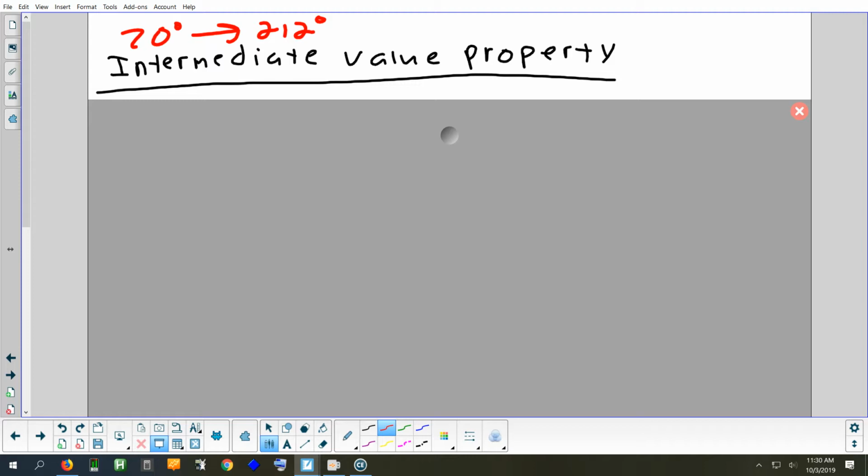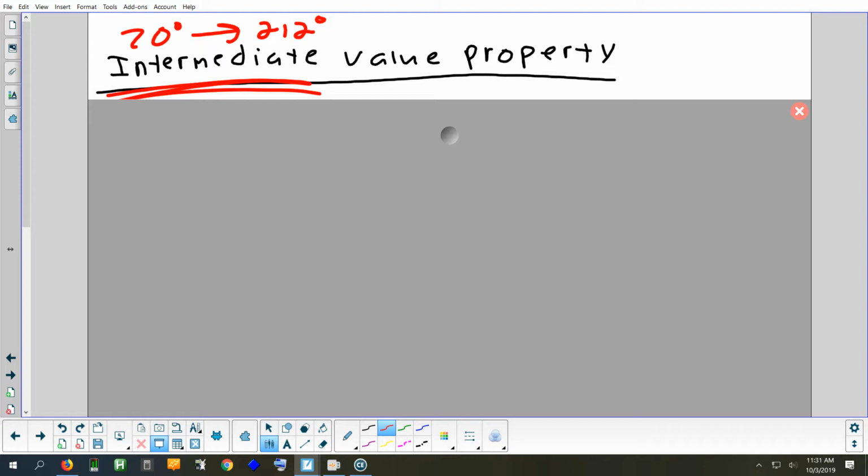But there's no way, as you heat water, that it can skip temperatures, because heating water is a continuous process from beginning to end. It doesn't skip anything in between. It hits all the intermediate values between the start and the stop. That's basically the idea of this property. Versus, what's something that's not continuous?